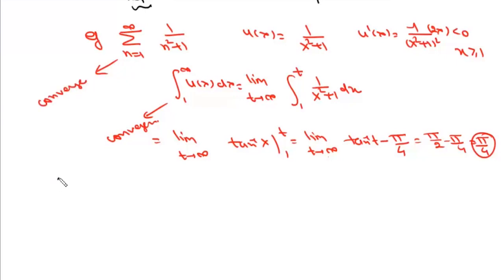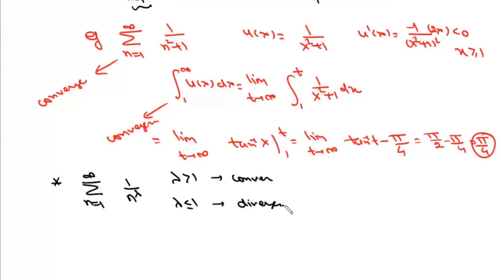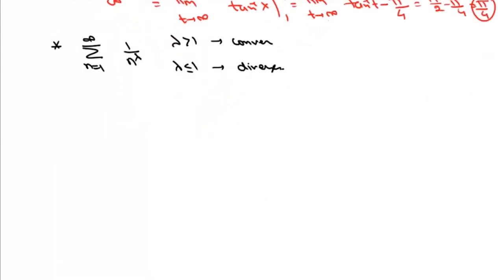We can use this Cauchy's integral test to decide the convergence of the generalized harmonic series, which was summation n varies from 1 to infinite 1 upon n to the power lambda, and we know that if lambda is greater than 1, then this series converges, and if lambda is less than or equal to 1, then this series diverges. Now we'll prove this using Cauchy's integral test. Now we take the first case.